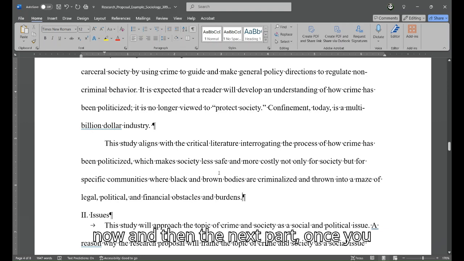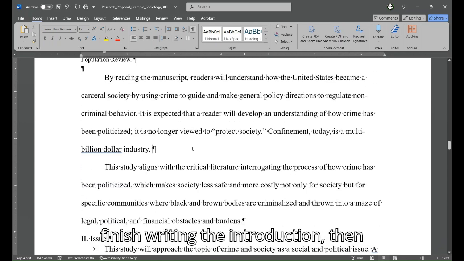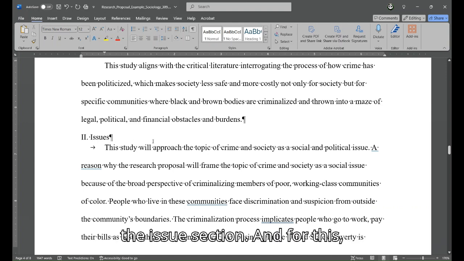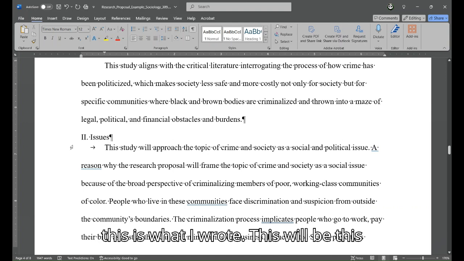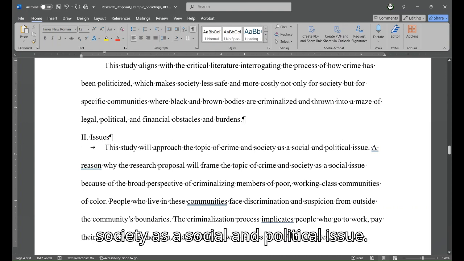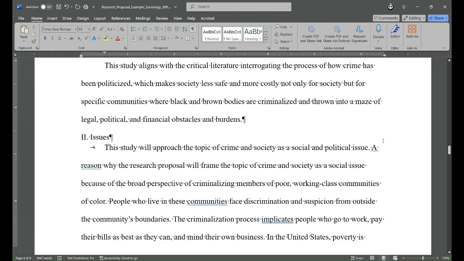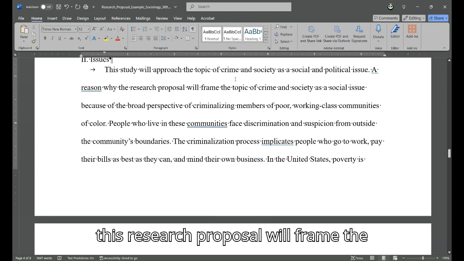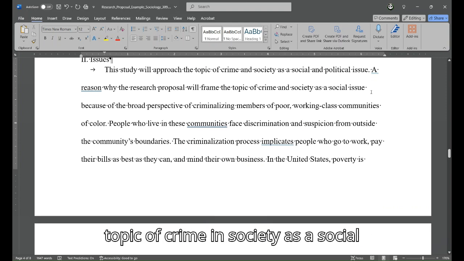Okay. Once you finish writing the introduction, you're going to write Roman numeral 2, the issue section. This is what I wrote: This study will approach the topic of crime in society as a social and political issue. And then I continue to write a reason why this research proposal will frame the topic of crime in society as a social issue.